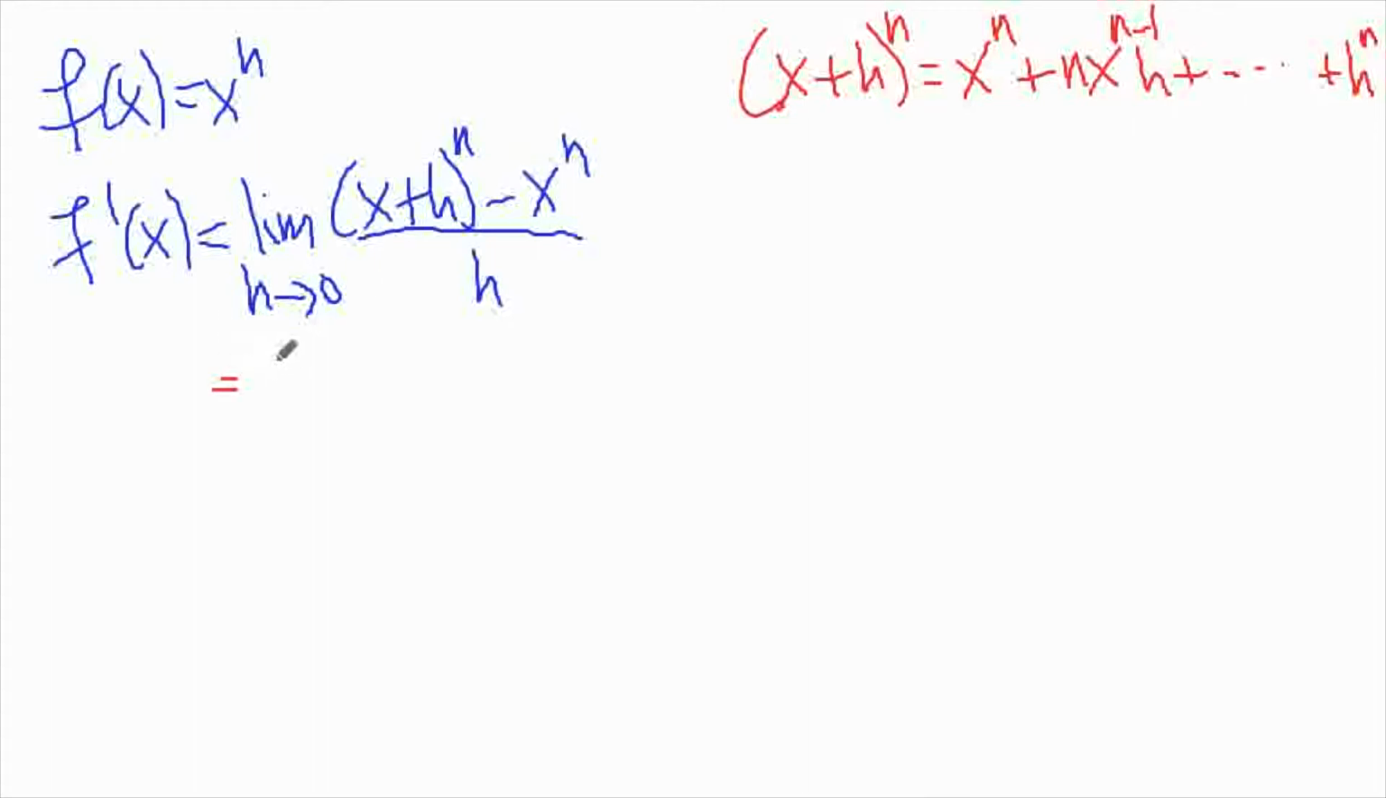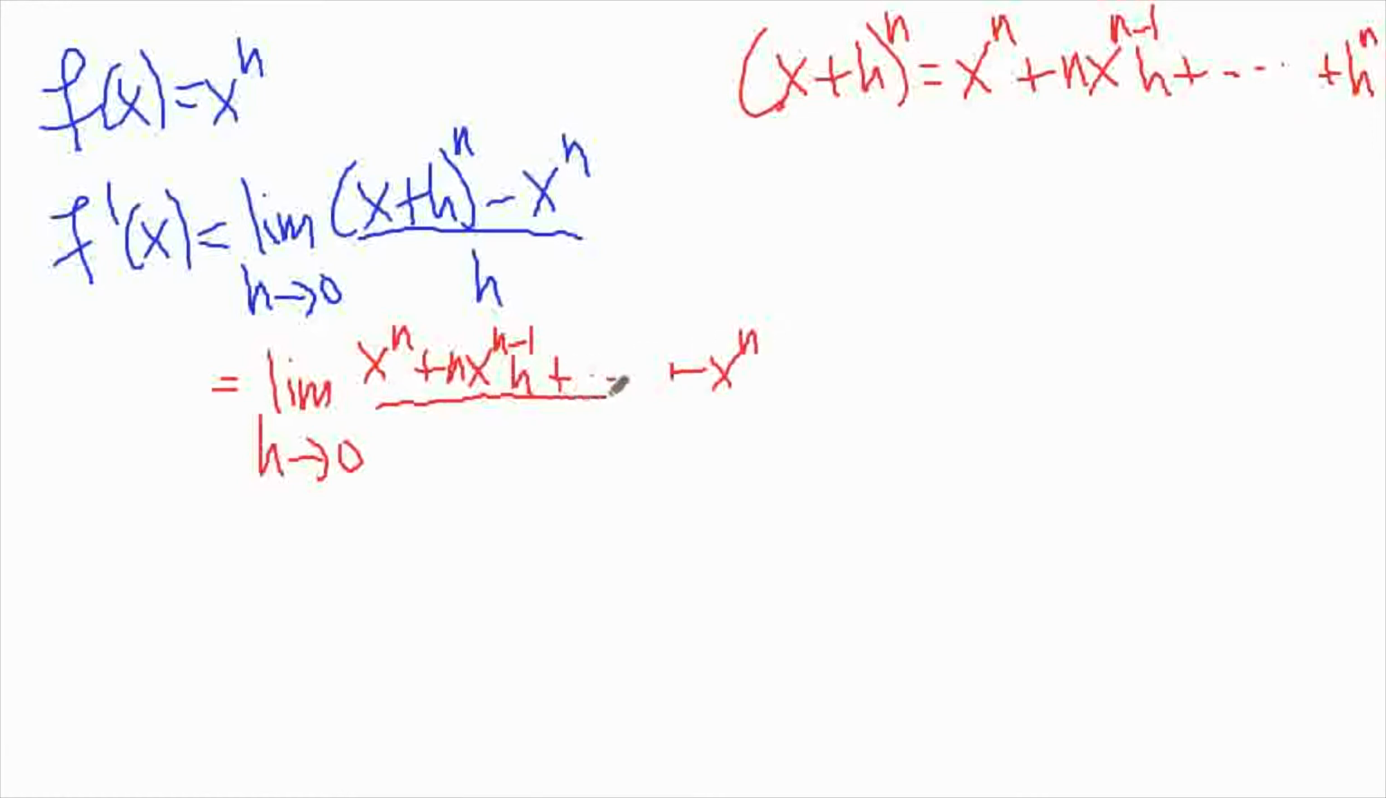Okay, now let's plug that into our limit expression and see what happens. So on top we have x to the n plus n x to the n minus 1 times h plus a bunch of other stuff with h, minus x to the n, divided by h. Alright, let's see what we can do with this. So we've got some cancellation, the first and second, right? That's good. And what else do we have? Well, what would we do after we canceled the first and second?